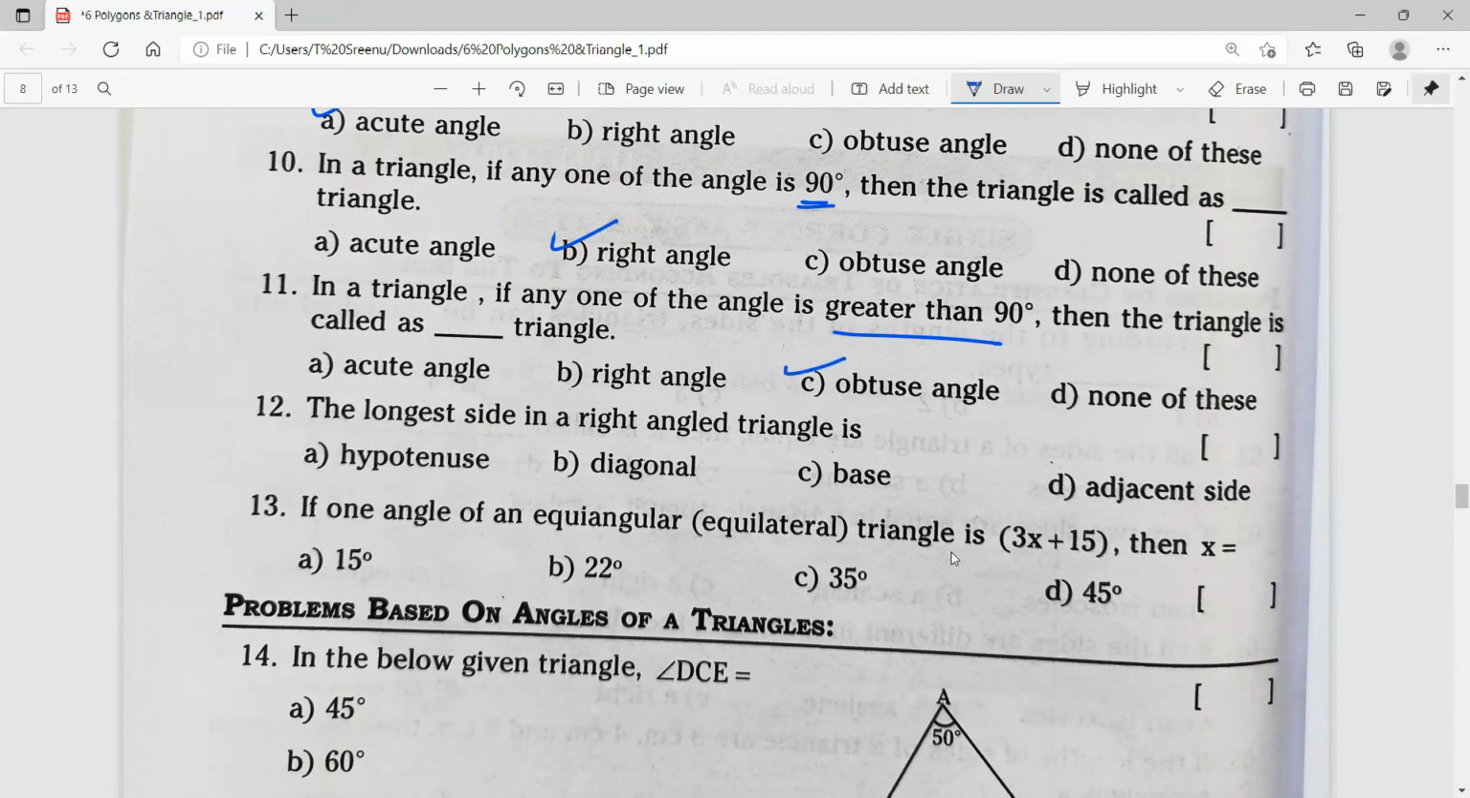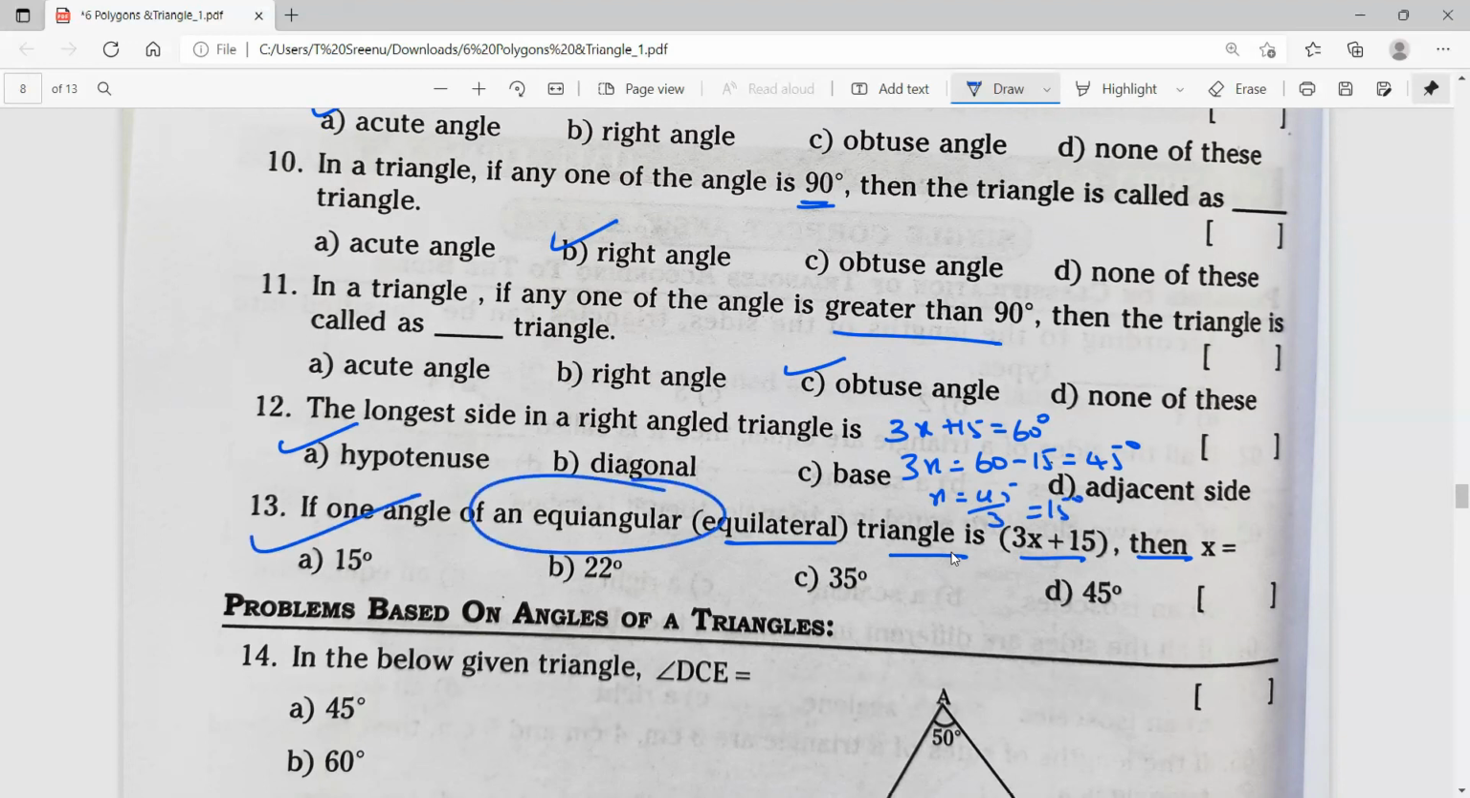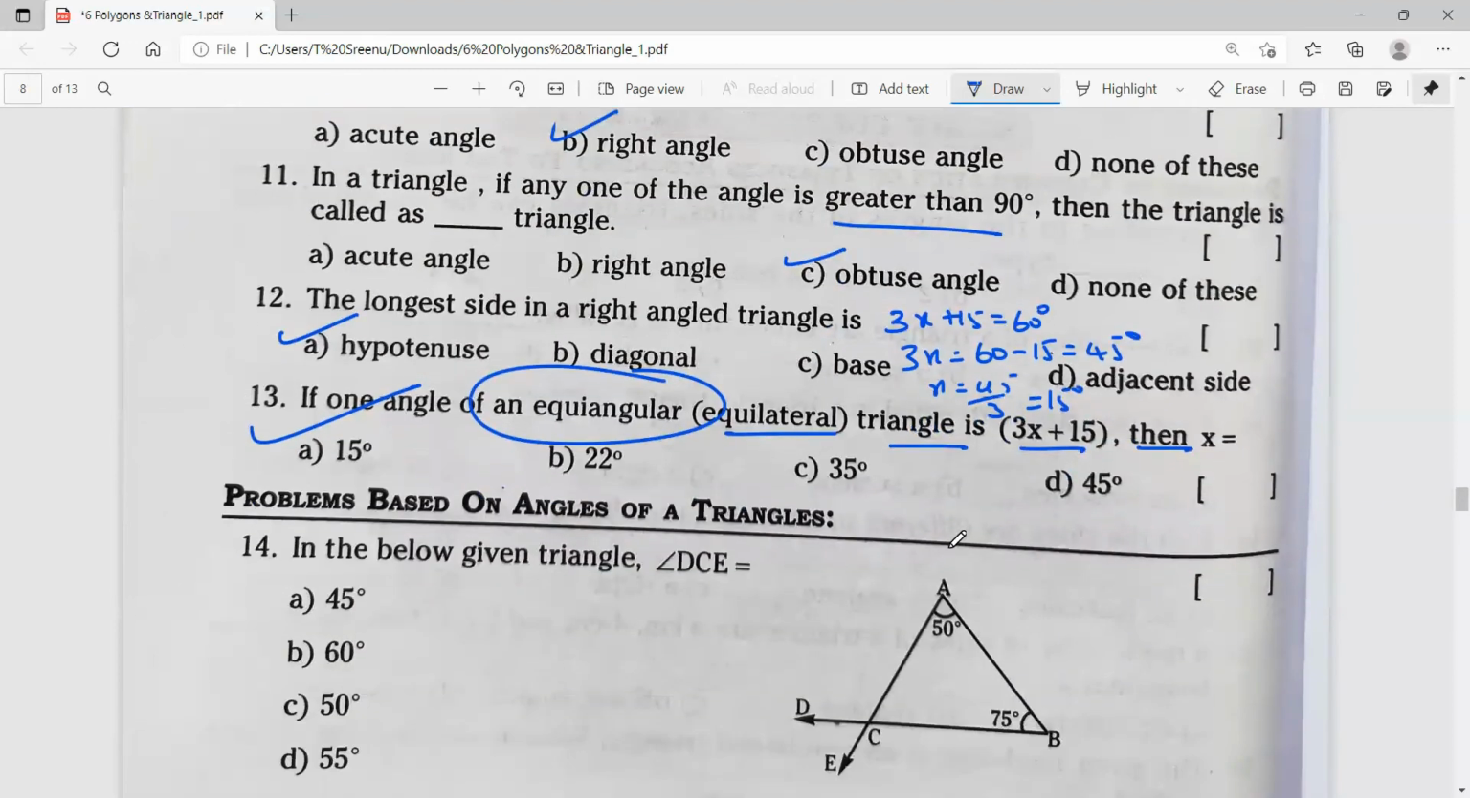The longest side in a right angle triangle is the hypotenuse. If one angle of an equiangular triangle is 3x plus 15, then since in an equiangular triangle every angle is equal to 60 degrees, 3x plus 15 is equal to 60. 3x is equal to 60 minus 15, which is 45. x is equal to 45 over 3, which is 15 degrees. Option A. Hope you understand this. Equiangular means you have to take the given value as 60 degrees. Please check this.